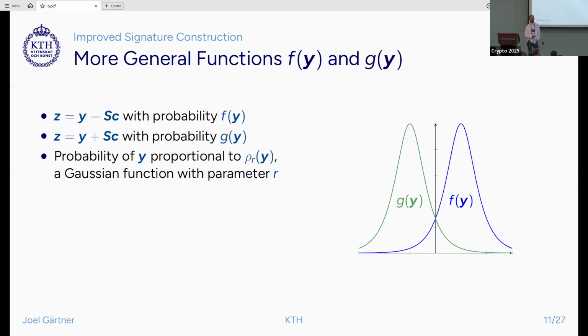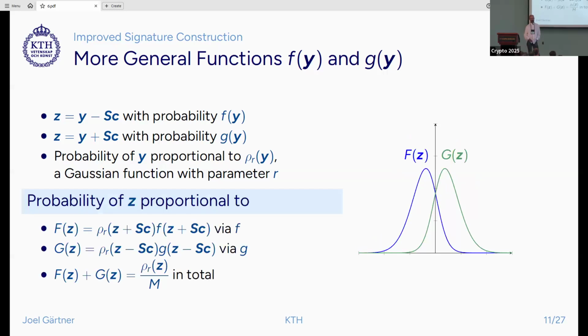And we can consider the probability of constructing an output Z via the f function, which gives this function f of Z, and via the g function, which gives this function g of Z, because we have to take into account the probability of constructing a specific Y vector and the probability of using the g or f functions, respectively. And to have the correct output distribution, we then simply require the sum of these functions, f of Z plus g of Z, to be a scaled Gaussian function, which we can see to be the case for our reformulation of the bimodal rejection sampling of BLISS.